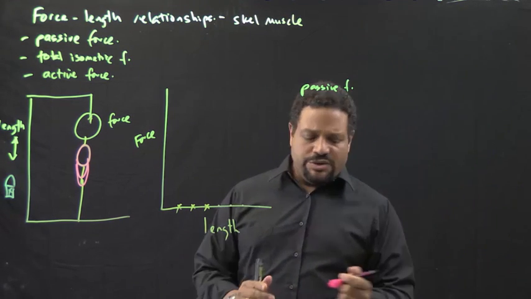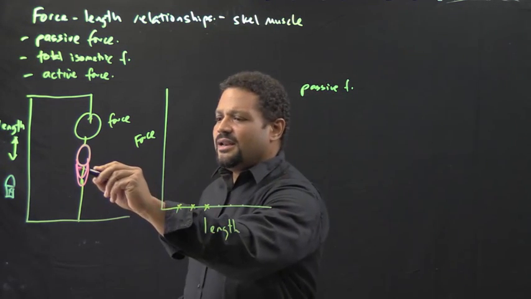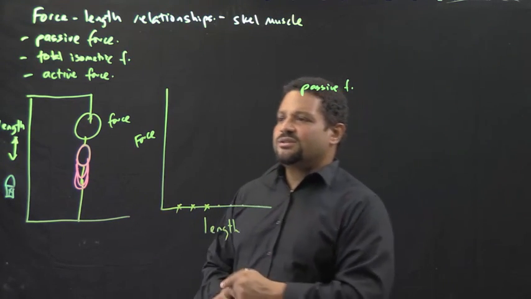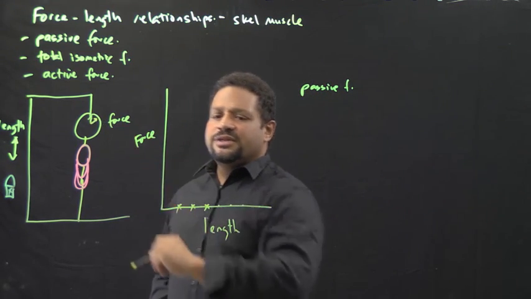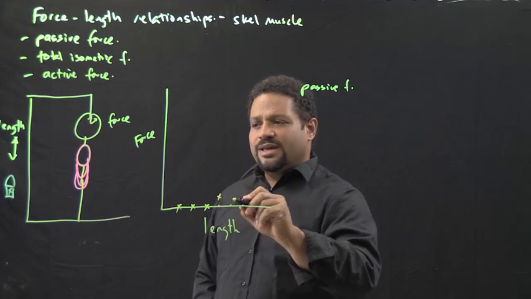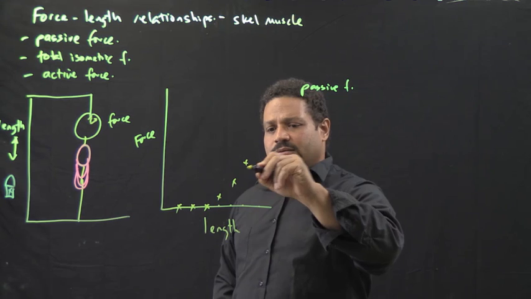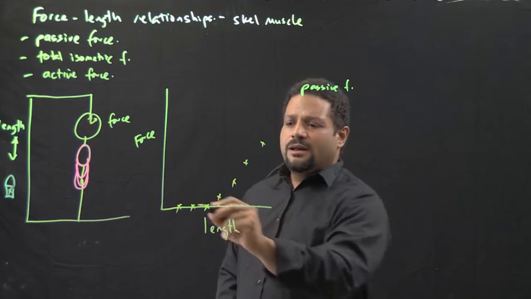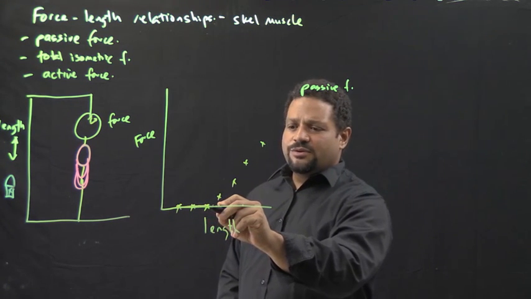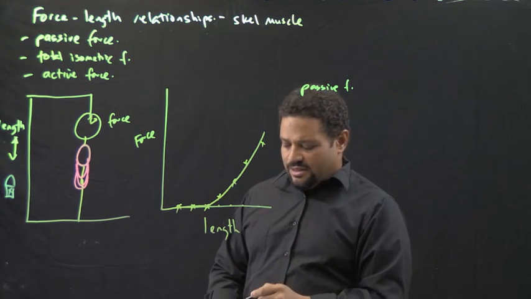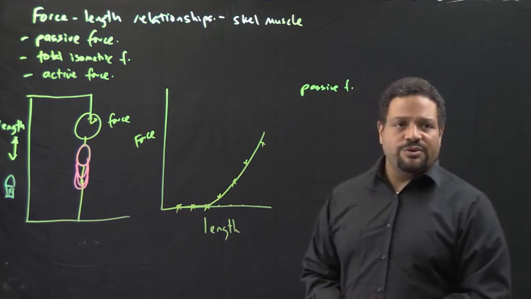And the force is 0 until we hit a certain length where the muscle starts to resist that stretch and the force increases. So we can do that, and we stretch the muscle again and again and again. And what we have is 0 force here, and all of a sudden the muscle starts to generate force. That is termed passive force.